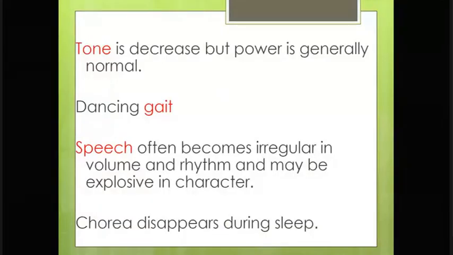Tone is decreased. Hypotonia, you always associate chorea with hypotonia. Gait is a dancing gait, lurching from one side to the other. Speech becomes irregular in volume and rhythm and may be explosive in character. Chorea characteristically disappears during sleep.